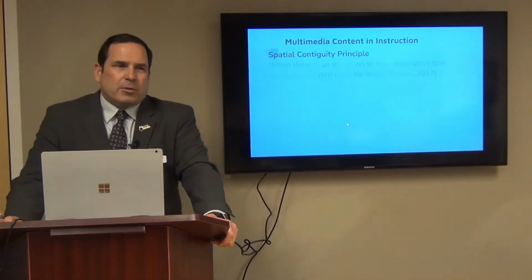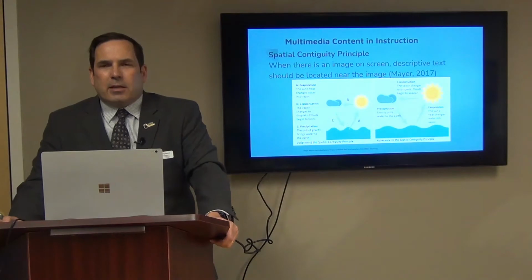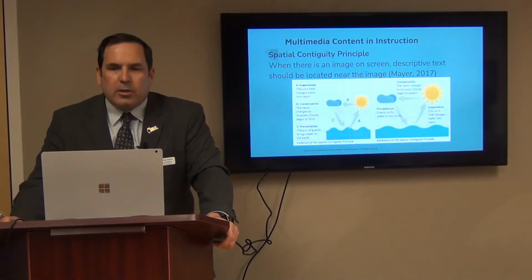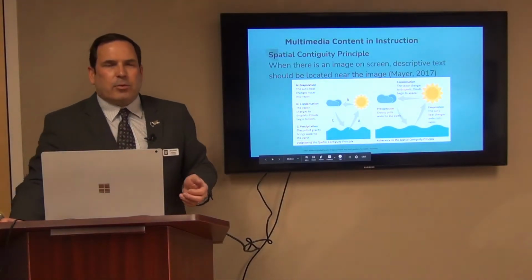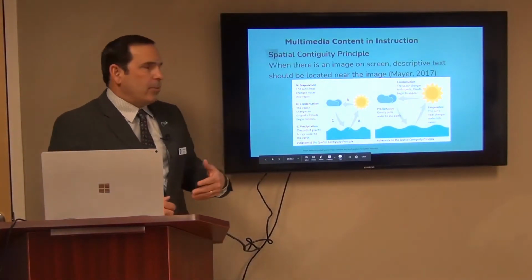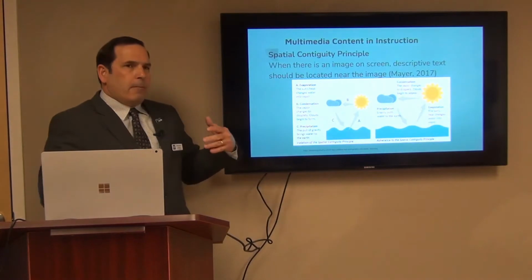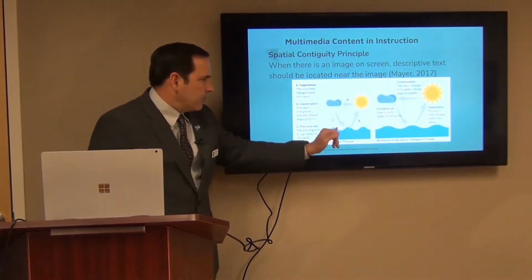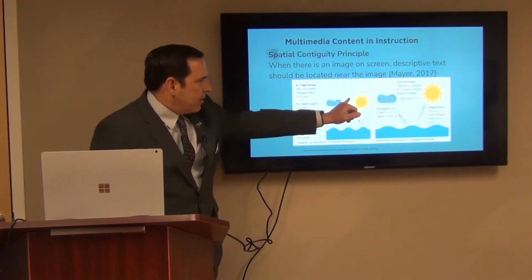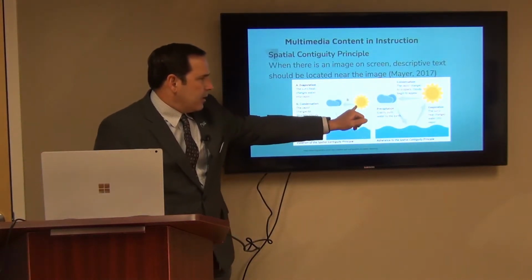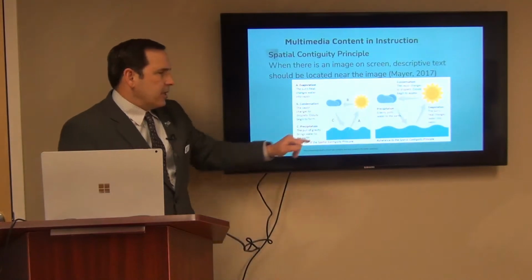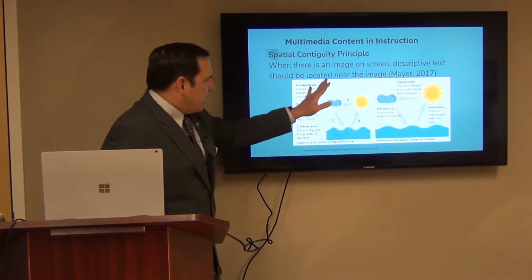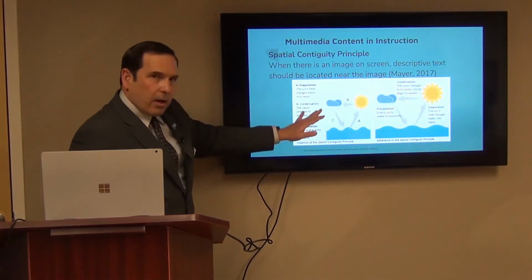One of the first principles that are addressed in Multimedia Principle is the Spatial Contiguity Principle. This says when there is an image on a screen, having text with that image is better when the text is located nearby. So in this representation, we have letters A, B, and C next to the different processes of evaporation and rain and so on. But the description of what's happening is over here off to the side.